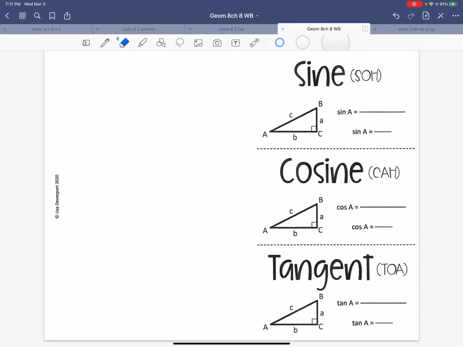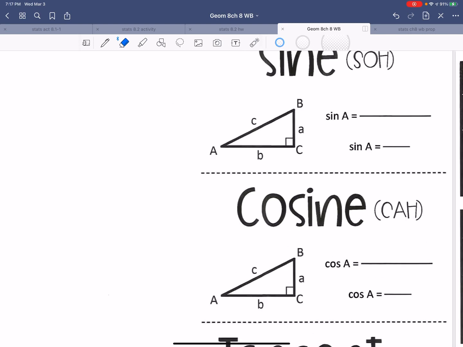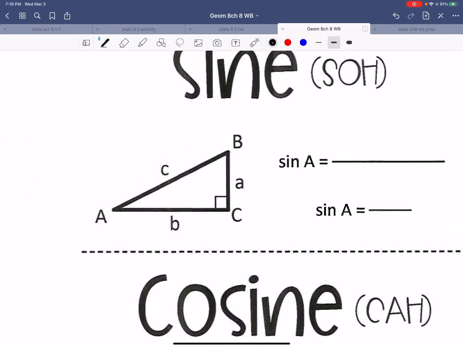Hey guys, we're going to do the second foldable. Okay, so this is about sine, cosine, and tangent. So let's take a look.